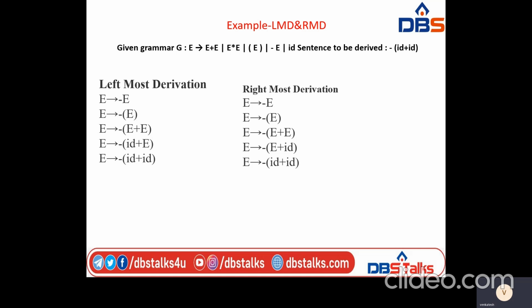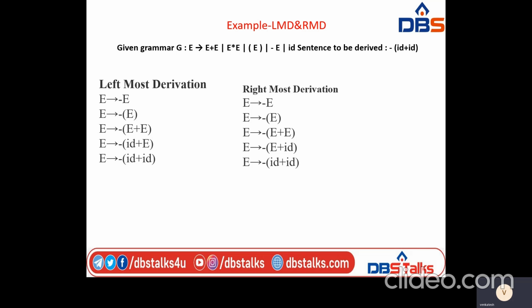Then if it is leftmost, I am going to expand the first E. Then next, what about E? Again there is one more same production, that is E produces ID. So for this E also I am going to use the production as ID. So here within the bracket ID plus ID. Here finally E produces minus ID plus ID. It is the leftmost derivation.